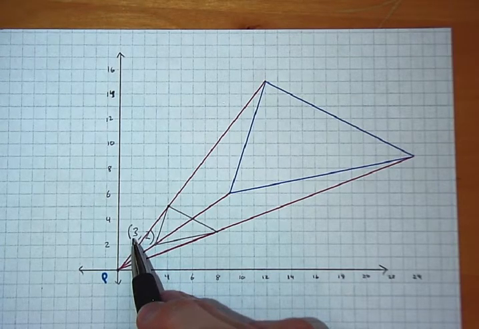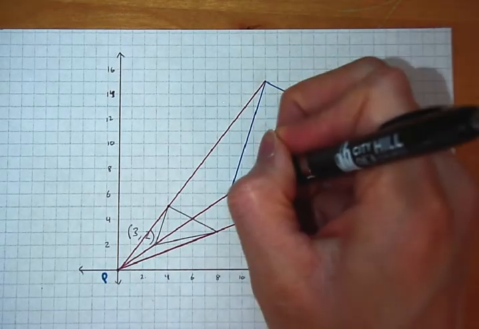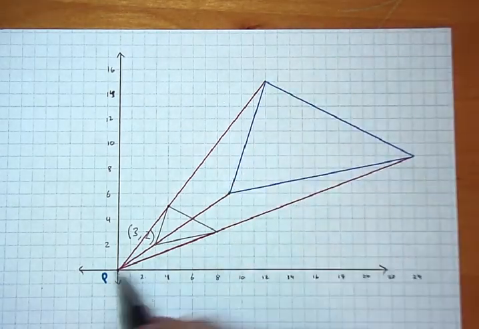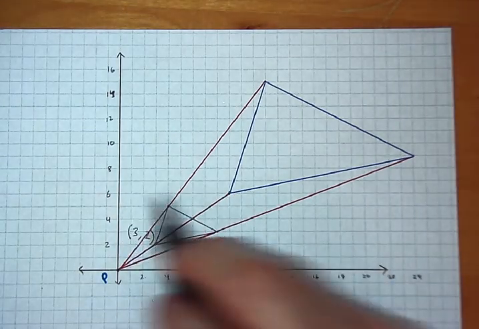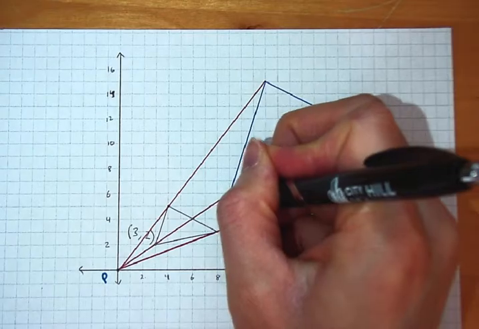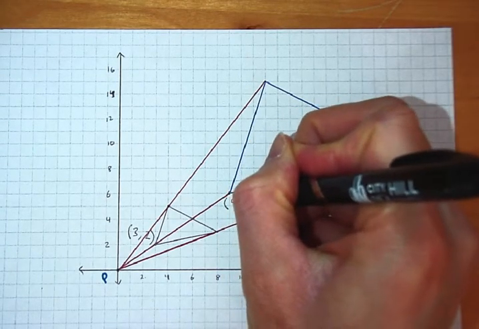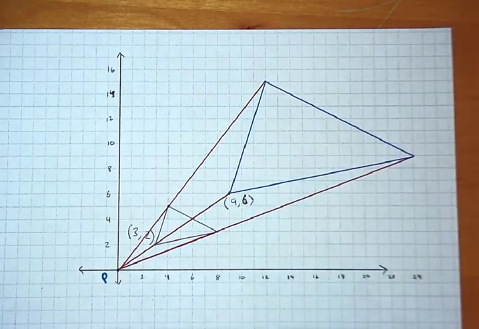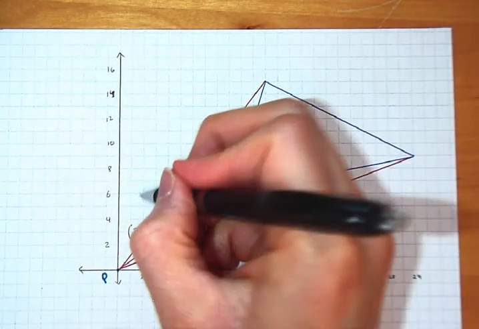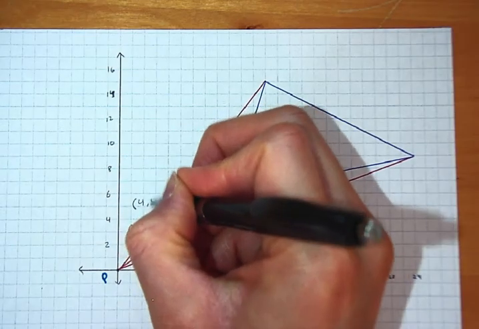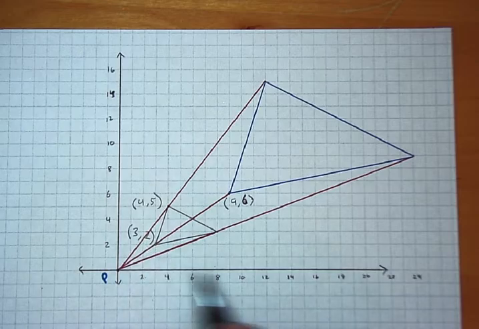3 times 3 is 9. 2 times 3 is 6. And so if you notice, this point right here is at 9, 6. Okay, and the same thing with the rest of them. This point right here is 4, 5. Times 3, that would be 12, 15.